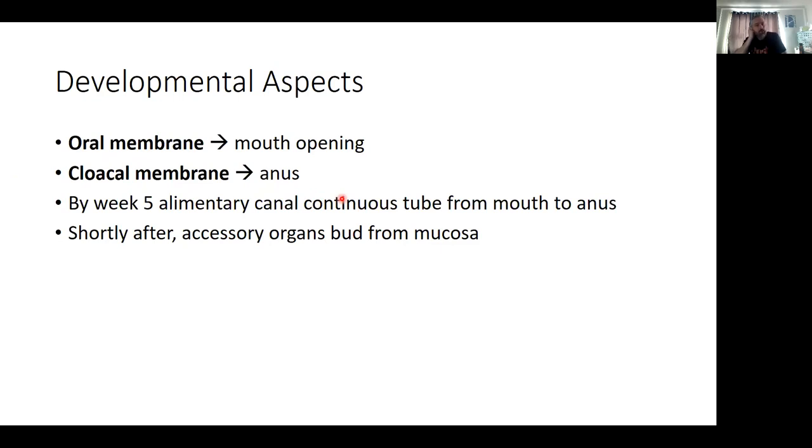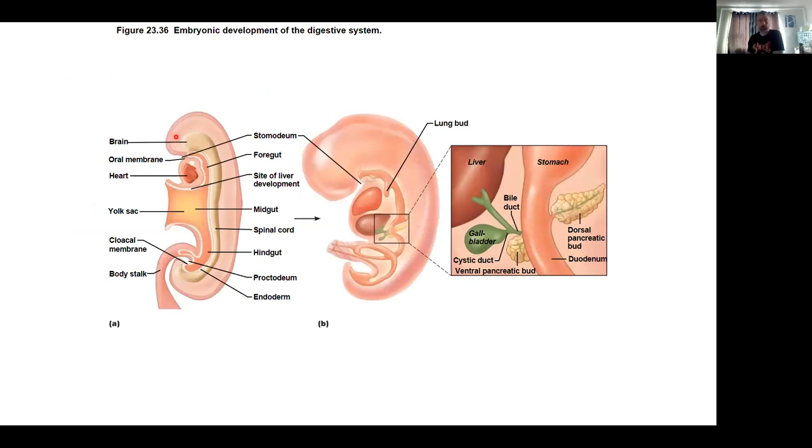And by fairly early on, by about week 5, the oral membrane and the cloacal membrane have fused. We have a continuous alimentary canal all the way through. We're not really using it, but it's there, okay? And very, very shortly thereafter, accessory organs are going to bud off of it. That's obviously going to be the liver, things like that, but also things like your lungs are of digestive system origin. Also your anterior pituitary, of all things.